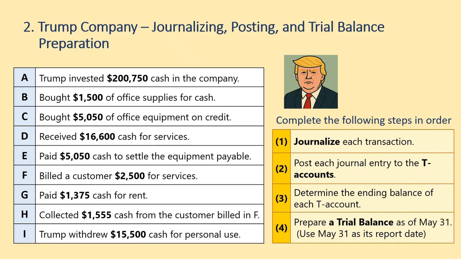Our task follows four steps. 1. Journalize each transaction in order. 2. Post them to the T accounts, or general ledger. 3. Calculate each account's ending balance. 4. Prepare a trial balance as of May 31st to confirm total debits equal total credits. Remember, every journal entry flows directly into the T accounts, so accuracy at each step is essential.